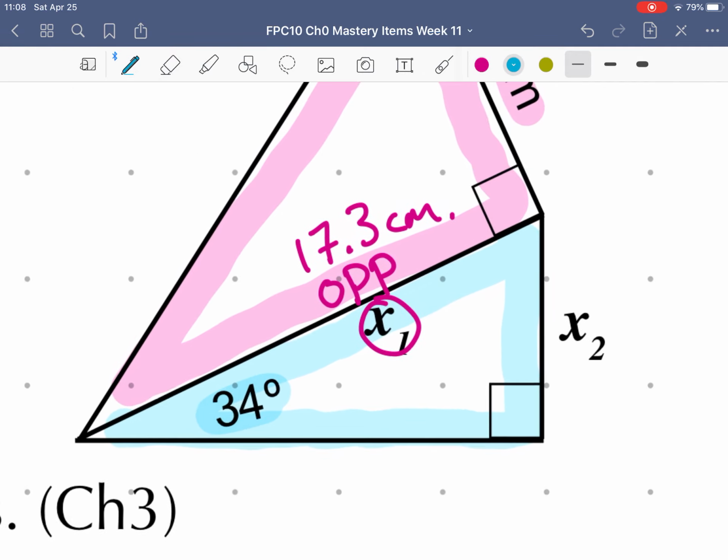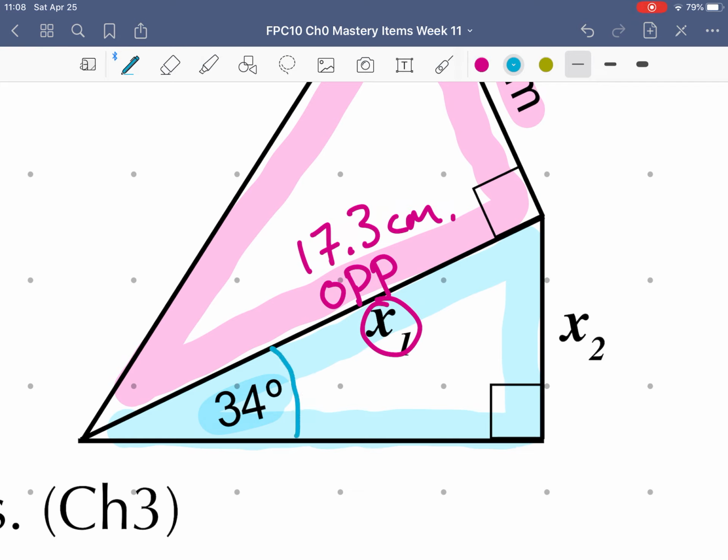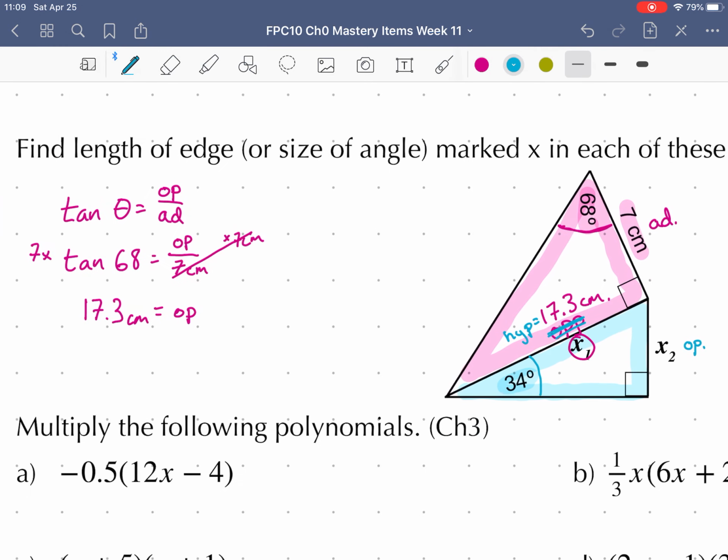Now we know 2 pieces of information in our blue. So let's go to our blue. We know this angle right here. We're trying to figure out our opposite side here. And this is not the opposite anymore. This is now our hypotenuse of the blue triangle. 17.3 is now the hypotenuse in this blue triangle here. So opposite and hypotenuse, that is sine. So sine of an angle is equal to our opposite side over our hypotenuse side.